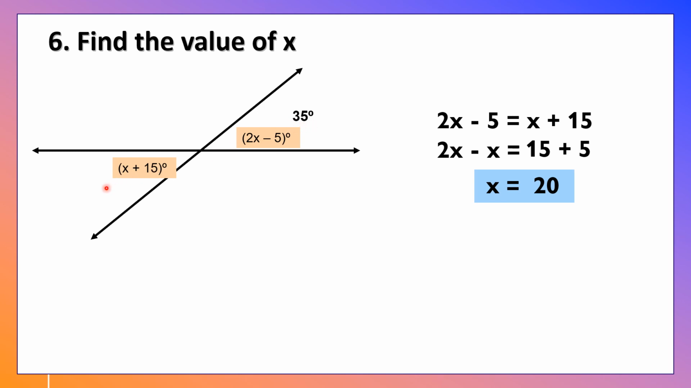So kailangan 35 din yun. So we have x plus 15. And x is 20. So 20 plus 15 is 35. So that means the answer x is equals to 20 is correct. Since pareho nakuha natin na value, that is 35 degrees.